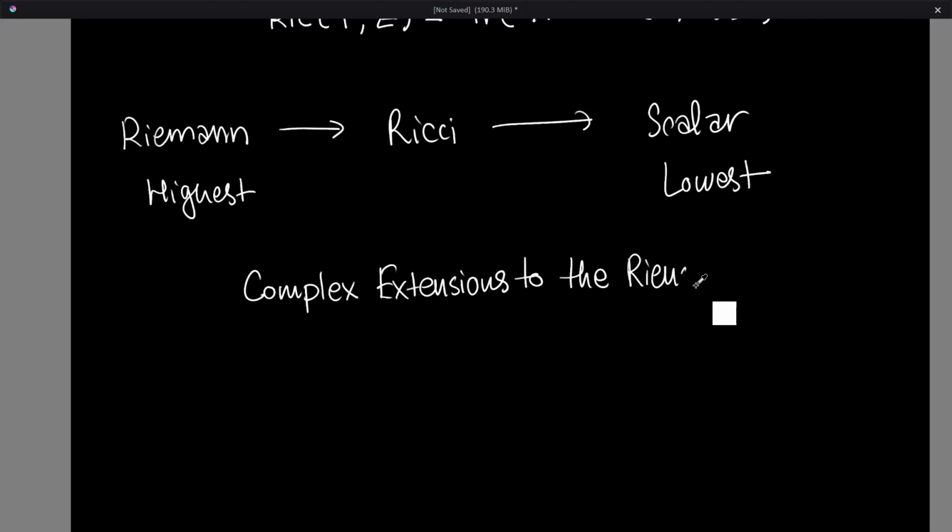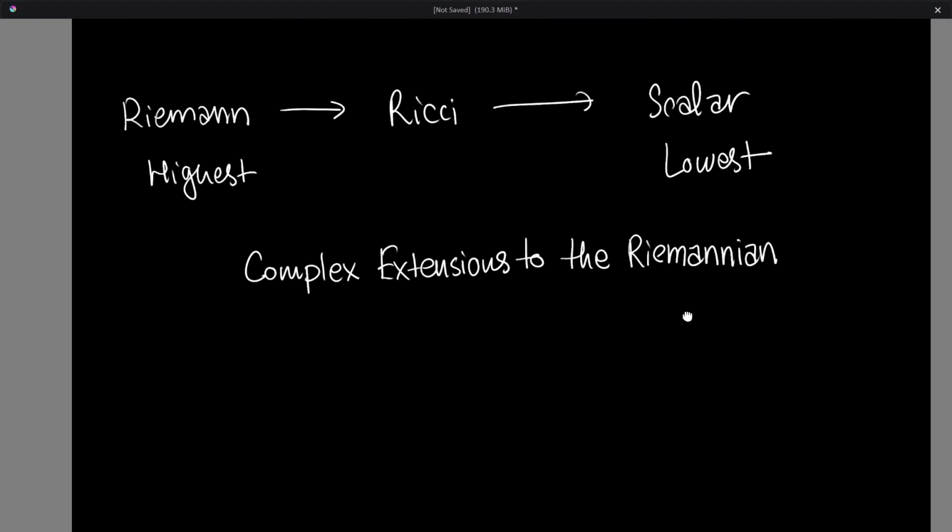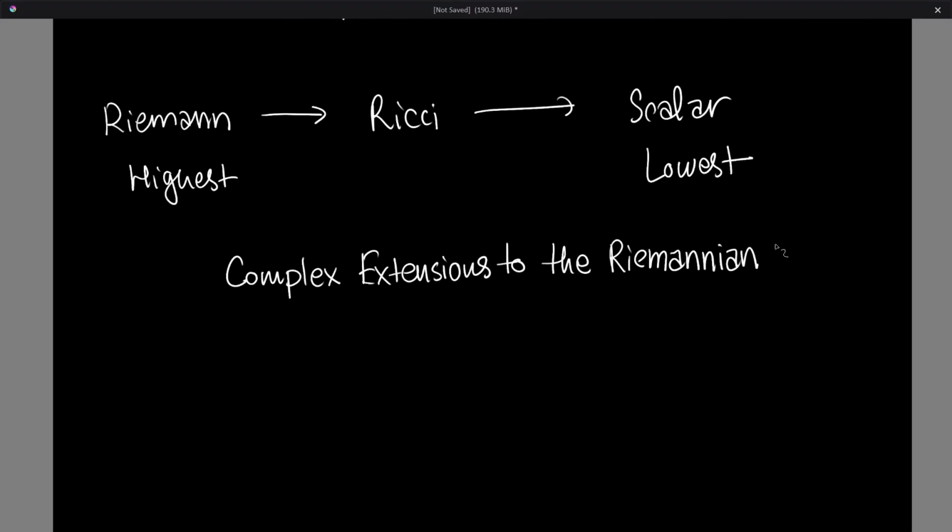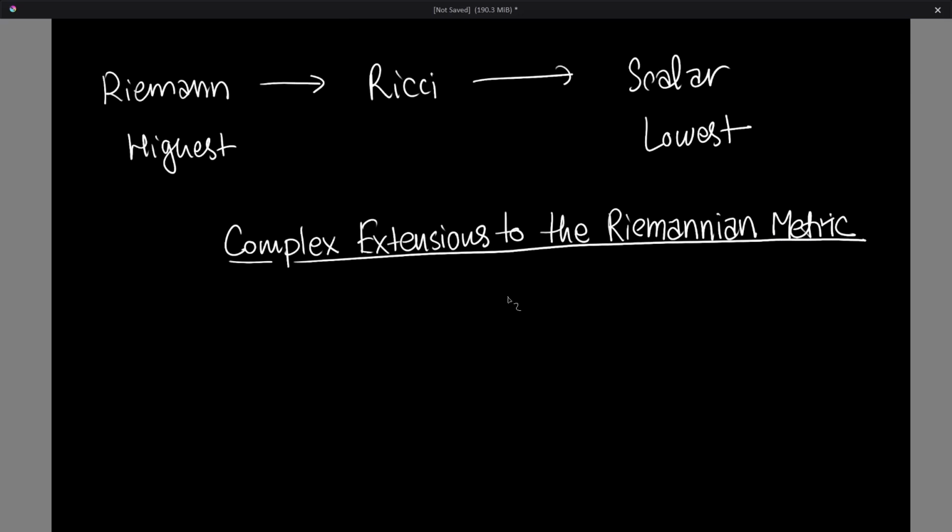I really feel like every time I write Riemannian, I have to do a double take and rewrite it so that people actually understand what I'm talking about. Riemannian metric. Okay. So the complex version of the Riemannian metric is called a Hermitian metric.